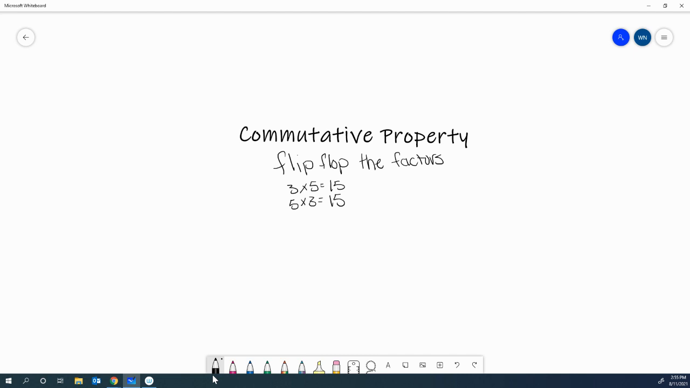Now this works the exact same for addition as well. I know that 1 plus 4 equals 5 and 4 plus 1 equals 5. This is a super easy property that you already know how to use. We just had to put a name on it. So commutative property simply means to flip-flop those factors.